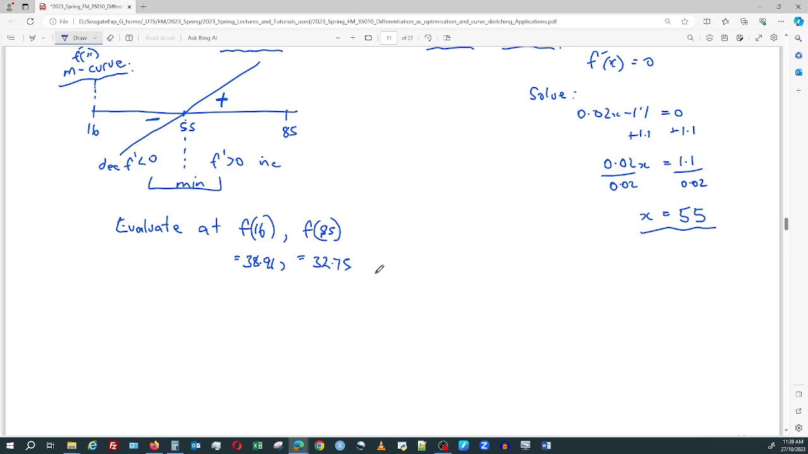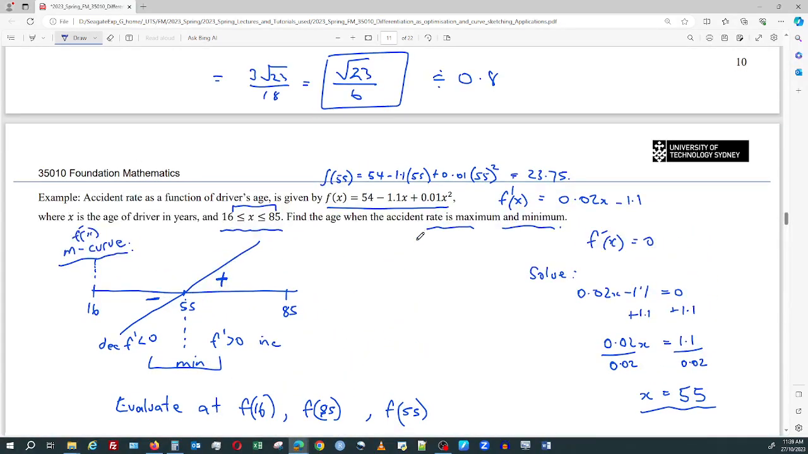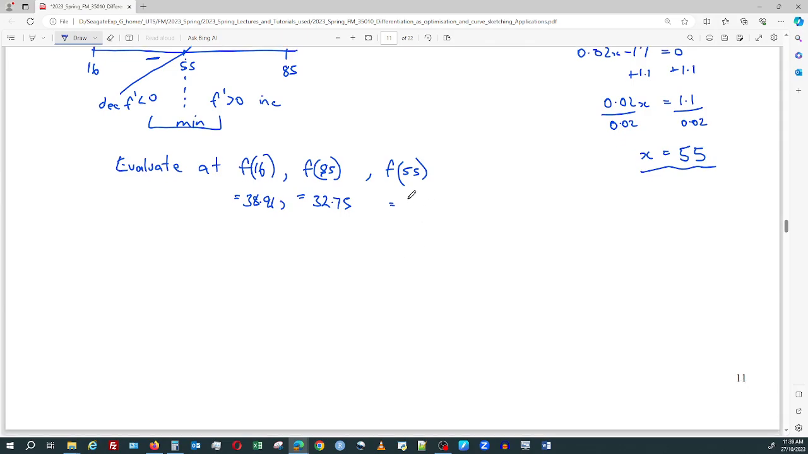Now, which number is bigger? Because we've also got F55, which was our minimum, and that is equal to 23.75. So if we look at all of these numbers, we can see that this one here is the smallest number, so it's the minimum. There's no smaller number at the values, but what we find is that the 16-year-olds have the maximum value.